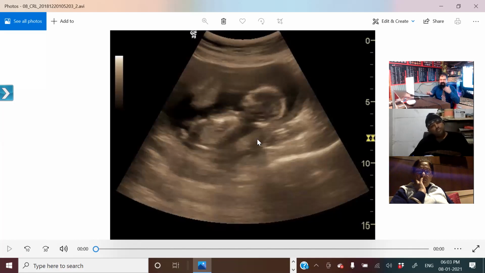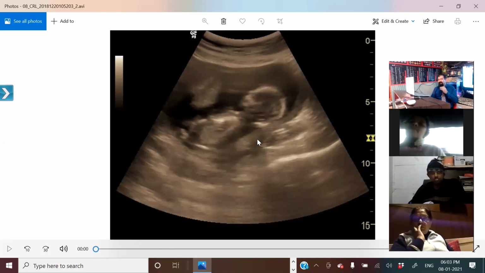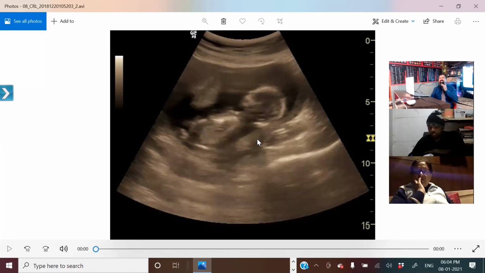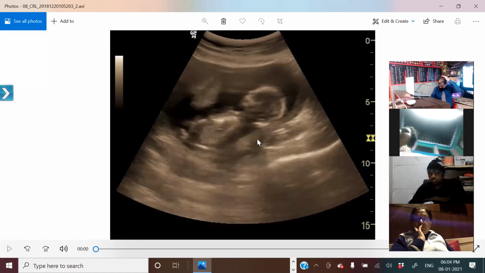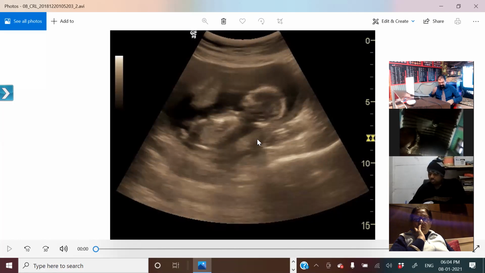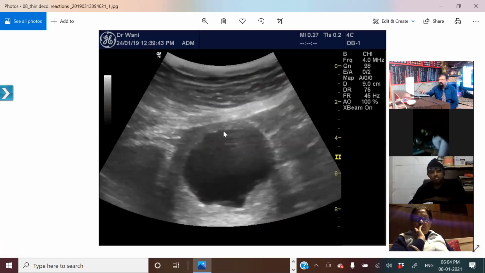Now, how to say whether the fetus is flexed or extended? See the chin, not the neck, see the chin. If the chin is elevated, then it is extended. If the chin is dropped, then it is flexed. Automatically, you can make out that if the fetus is flexed, then the CRL will be less, and if the fetus is extended, then the CRL will be more. So see the chin. If the chin is dropping and touching the chest, then the fetus is flexed. Very good.